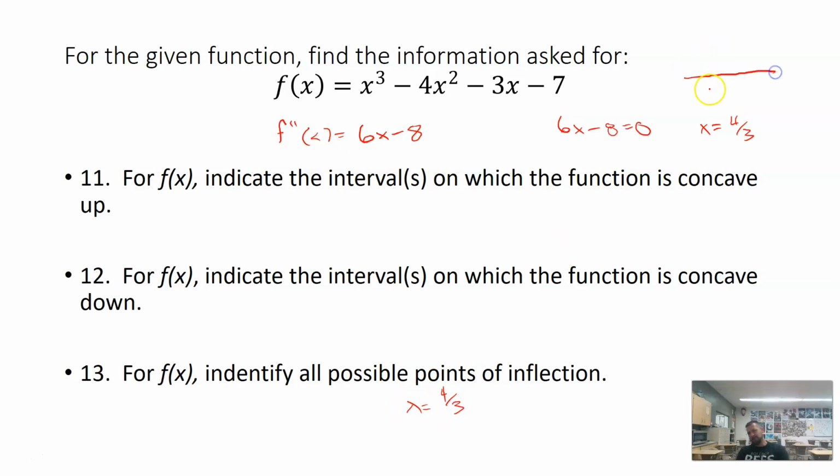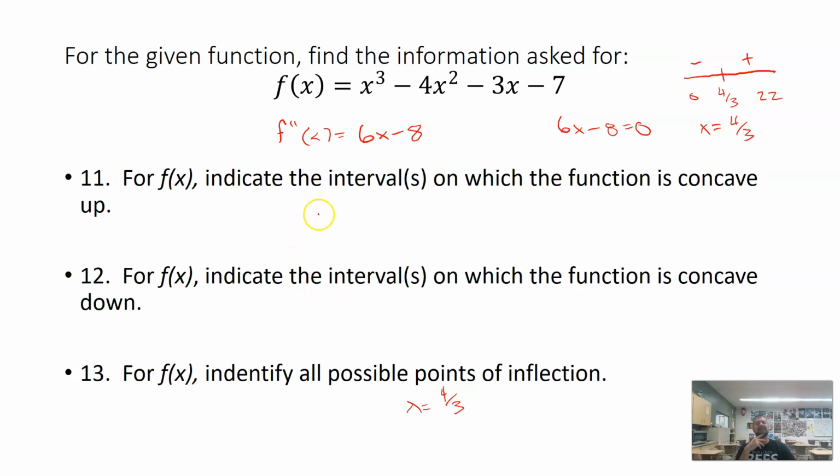Now what we do is we put 4/3 on a number line, choose a number smaller than that and bigger than that. So I plug in 0, I plug in 22, doesn't matter what the number is. What I do when I plug in 0 is I plug that number into the second derivative, and I find out that I get a negative number. When I plug in 22, I get a positive number.